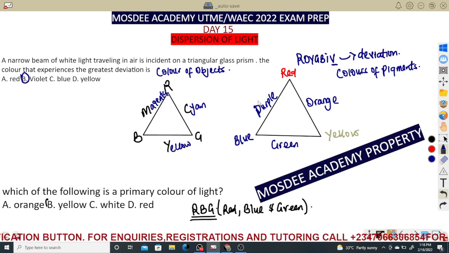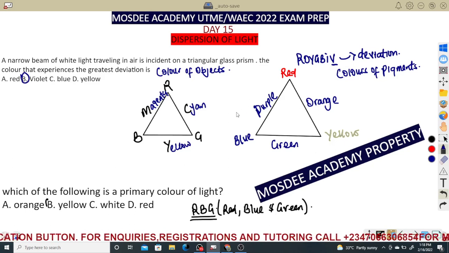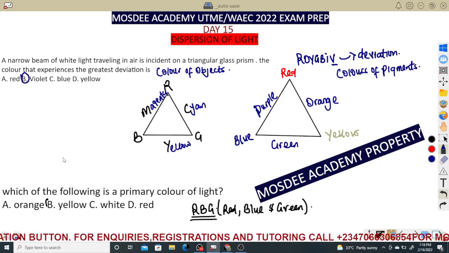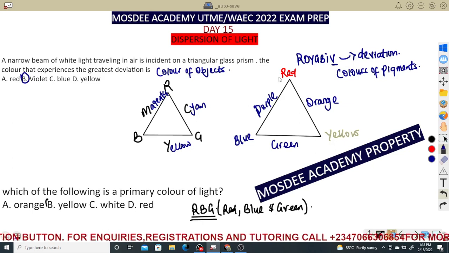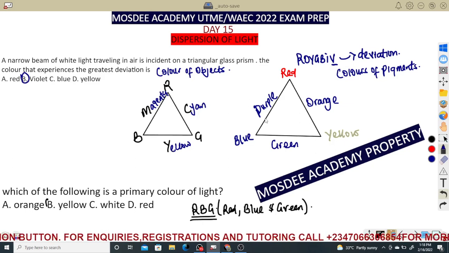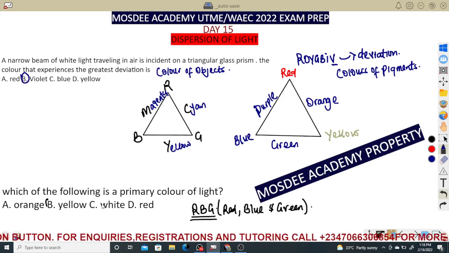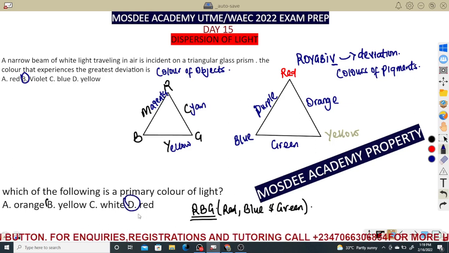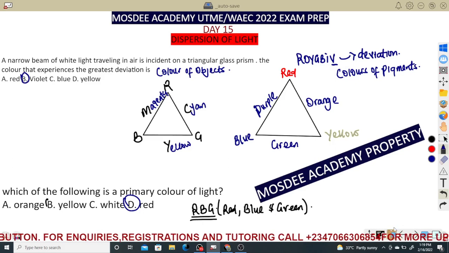This is a simple question. I'm only taking you through simple concepts you also need to keep in mind. Which of the following is the primary color? Orange is not a primary color. These are primary colors, and these are secondary colors. These are colors of filters or colors of pigment. Yellow is not the primary color here. White contains all these colors, so it can never be a primary color. Red is a primary color. The answer to this is choice D.